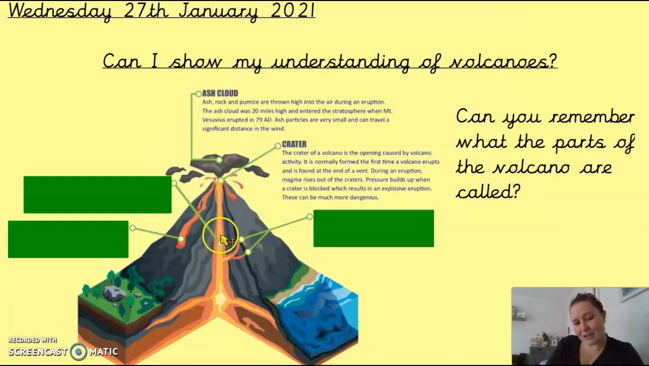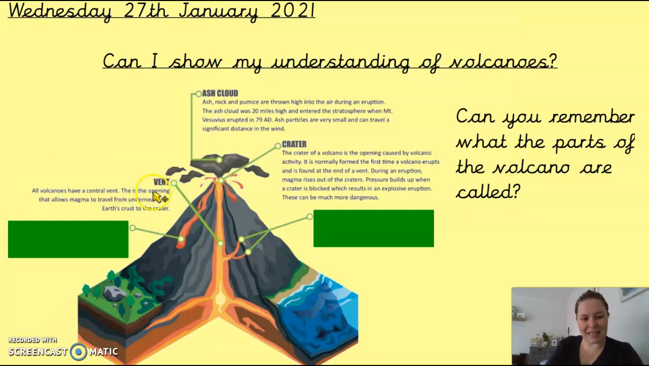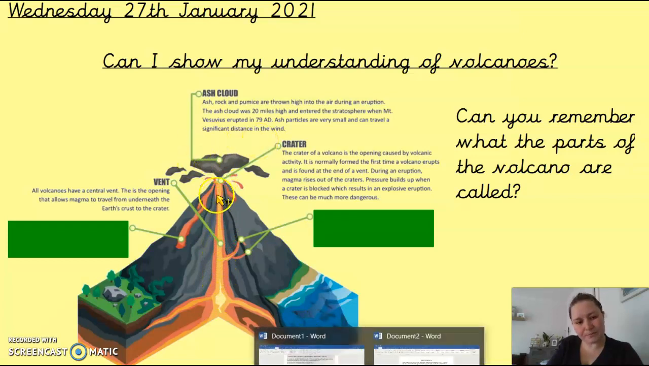And that is at the top of this part here that runs through, and that is the vent. So that allows the magma, because the magma, remember, comes from, if you think about the layers of the earth, we had the mantle under the crust, and the magma is traveling, so it has to be a hole through the crust and then up to the top and out of the crater of the volcano.